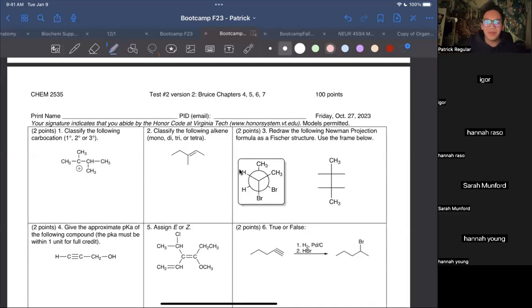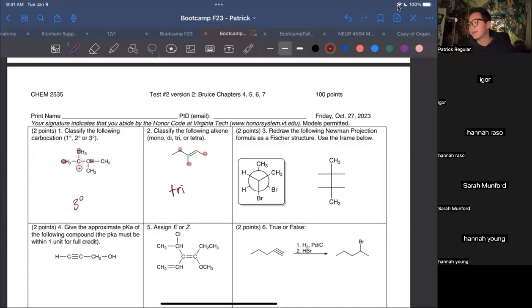Look at this first question. Classify the following carbocation. This was really easy after test 3. A carbocation, the carbon is connected to 3 different carbons. Carbocation connected to uno, dos, tres, 3 carbons. It is tertiary. Now let's look for the alkene. Classify the following alkene as mono, di, tri, or tetra. If you know anything from your thermodynamic product, look at that alkene. It is connected to 1, 2, 3 carbons. It's tri.